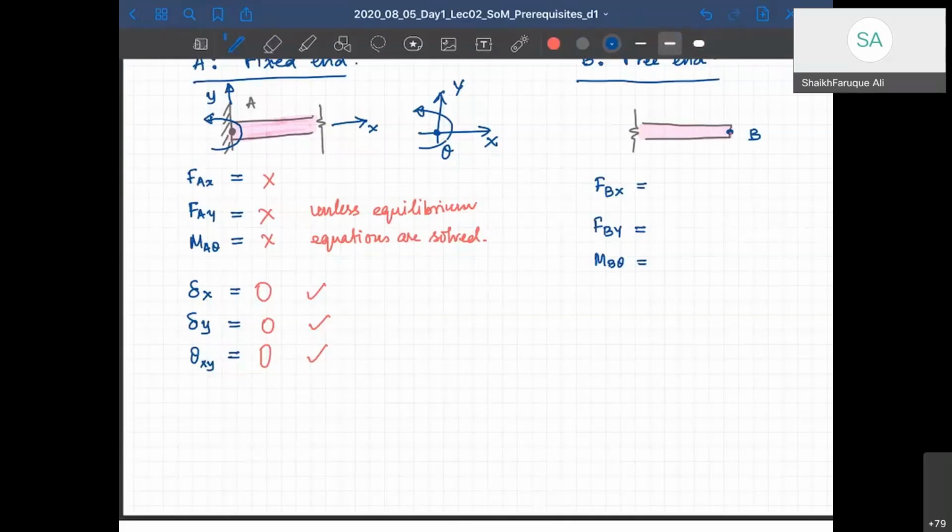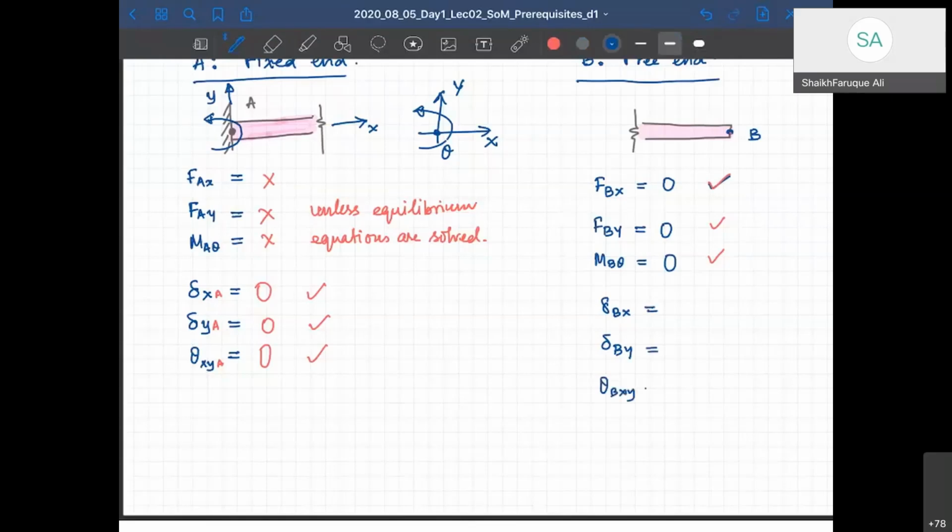So FBX is known to me, it is 0 currently. FBY is also known to me, 0 currently. MB is also known to me, 0 currently, right? All these are known to me. What about the deformations? I have to name them here, so I'll write delta Bx, delta By, and theta Bz, or theta B. Sorry, theta B.